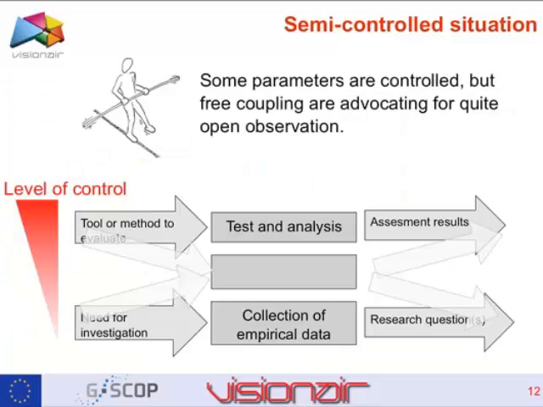Usually, research in engineering is located in between the two previous types of research actions, the controlled and the uncontrolled. So here we are in the context of a semi-controlled situation. It means that some parameters will be controlled, but we may have to face free coupling, which advocates for quite open observation.